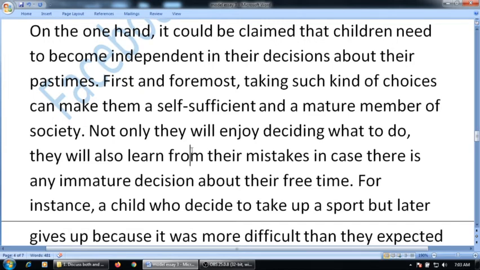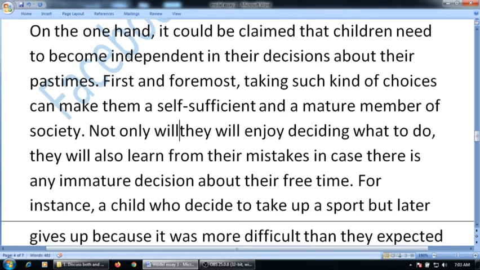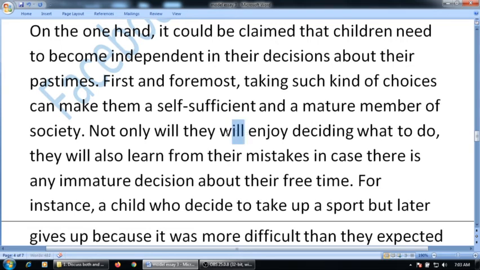Let me see. On the one hand, so with not only, we will use inversion after not only. With while, we use inversion at the start of the second clause. With not only, we will use inversion here after not only. Not only will they enjoy deciding what to do. If you don't know what is inversion, please go to my grammar course, and there is a complete video on inversion. Watch this video and then come back to the essay course.